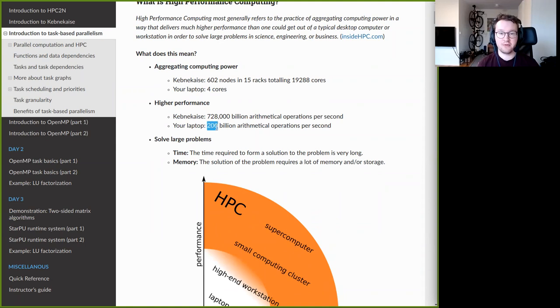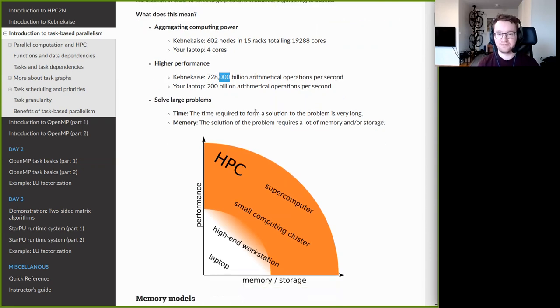So if you have 4 cores, these days you might get around 200 billion arithmetic operations per second, compared to Kebnekaise where it's 728 trillion arithmetic operations per second. So again, we have several orders of magnitude difference in the performance. And this is of course a direct result from the fact that we have several orders of magnitude difference in the number of CPU cores at our disposal.